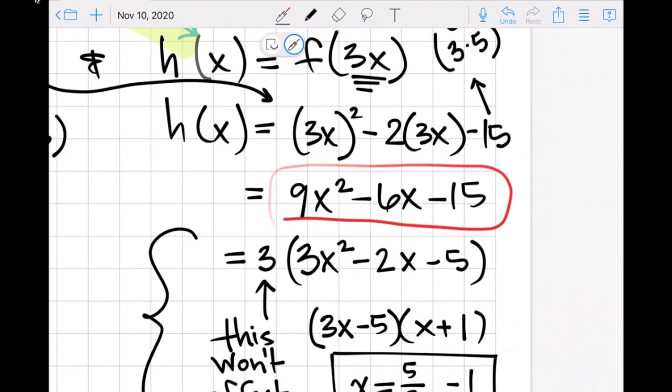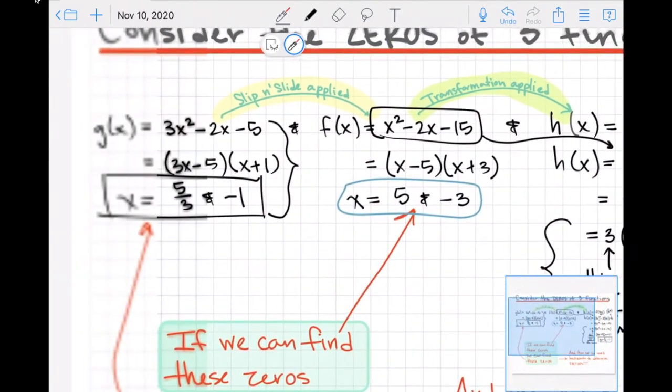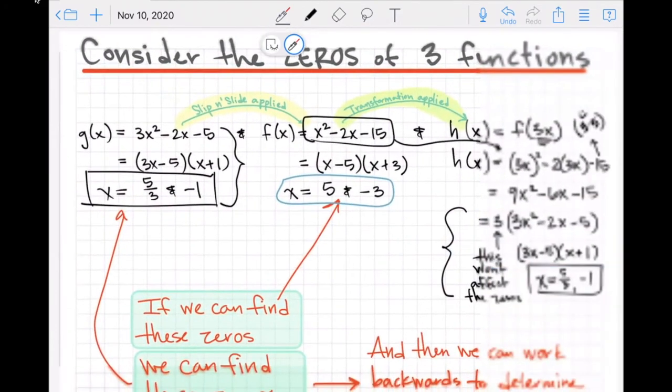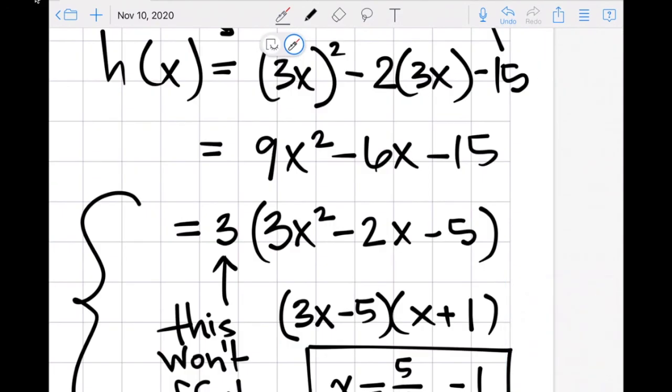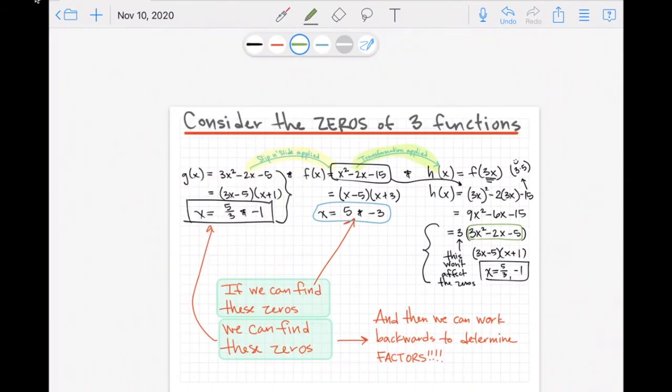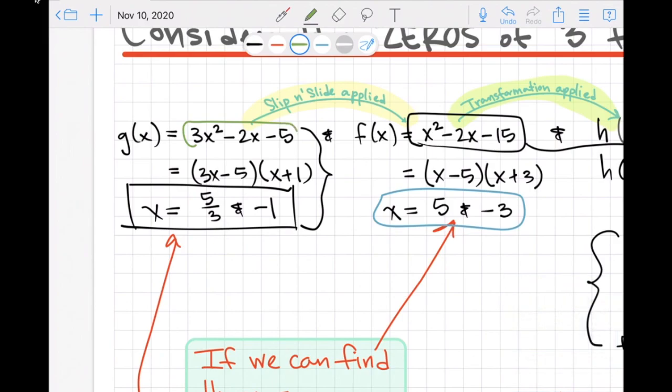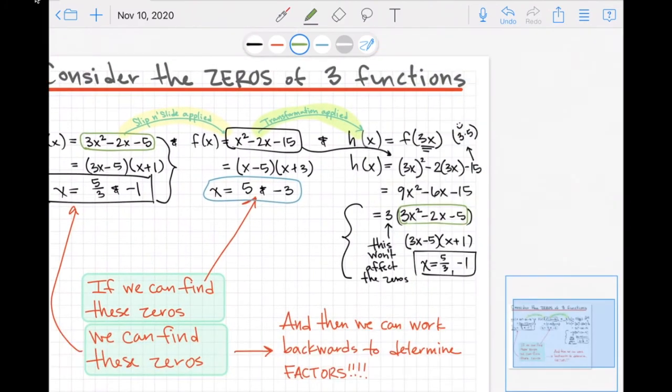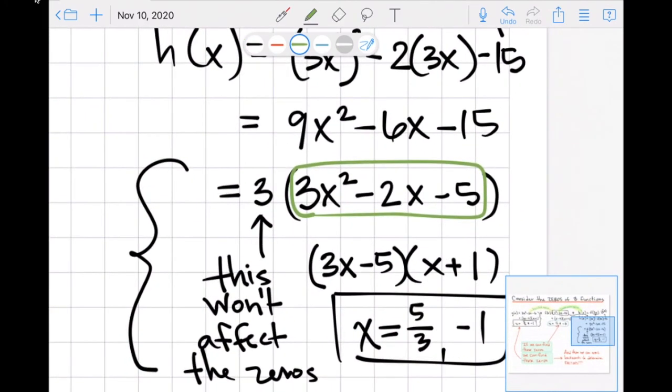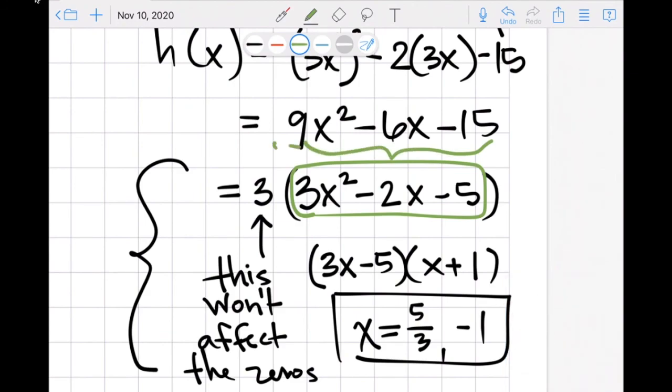It initially doesn't look like our very first g of x function, but watch. If we factor out a 3, now it does. So look at this. We've got 3 times 3x squared minus 2x minus 5, and that's the exact same function as this one. And then notice this. Even though the function originally would be skinnier than this one, that factor of 3 right here doesn't affect the final solution or the final zeros. So let's talk about that.